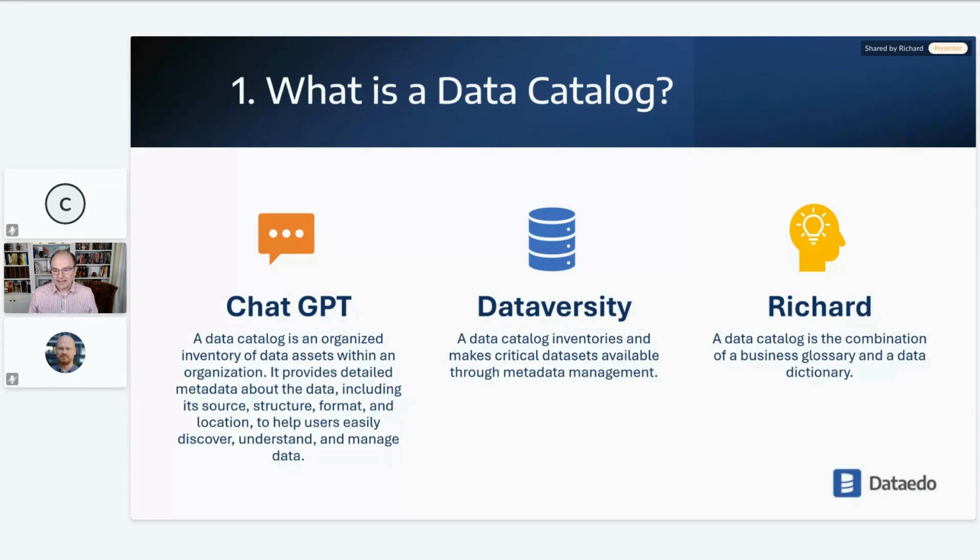Personally, I like to keep things very simple. So for me, my working definition is that a data catalog is a combination of a business glossary and a data dictionary. I just keep it simple at that level, and then I let the subsequent questions that we're going to get to answer the more detailed parts of that.